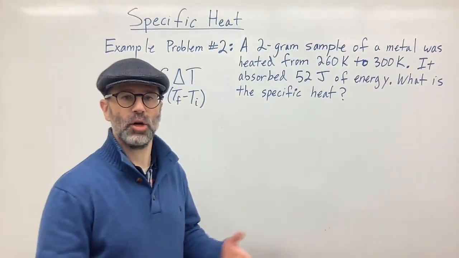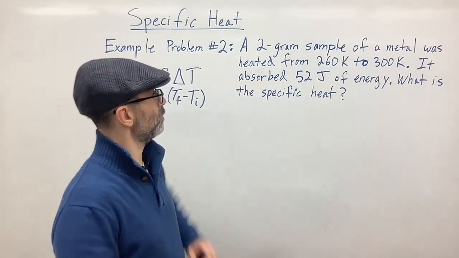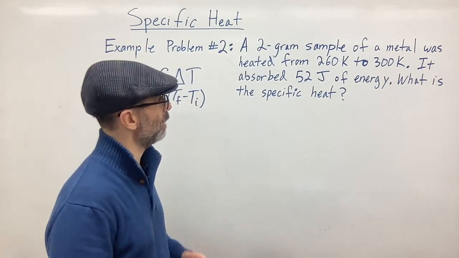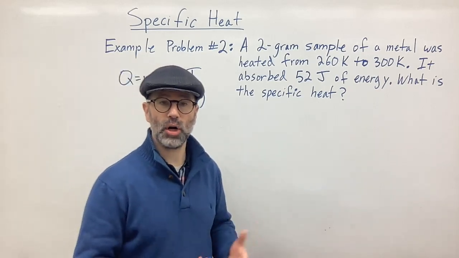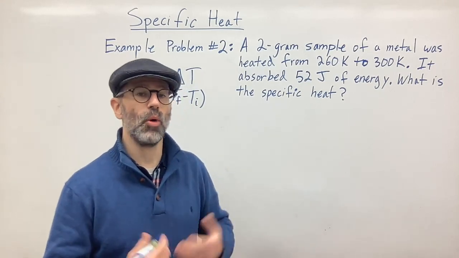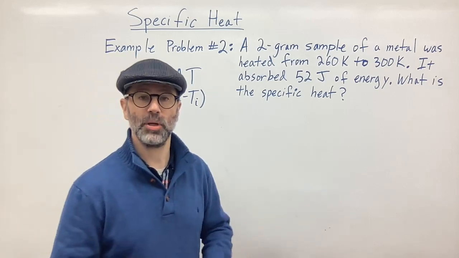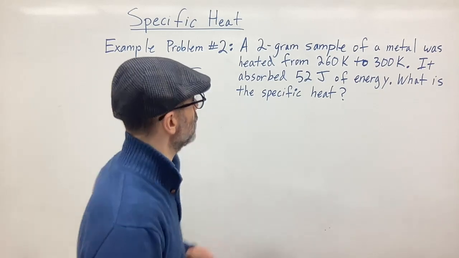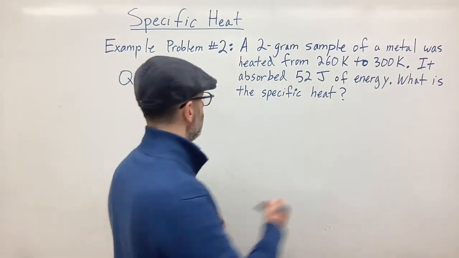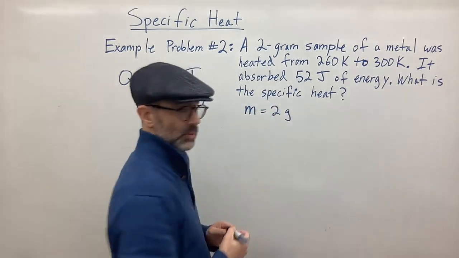Okay, welcome back. So here's example problem number 2. A 2-gram sample of a metal was heated from 260 Kelvin to 300 Kelvin. It absorbed 52 joules of heat. What is the specific heat capacity, or what is the specific heat? So let's pull out the information they give us and label it. So we have a 2-gram sample. So 2 grams is the mass. So the mass of the sample, M, is equal to 2 grams.